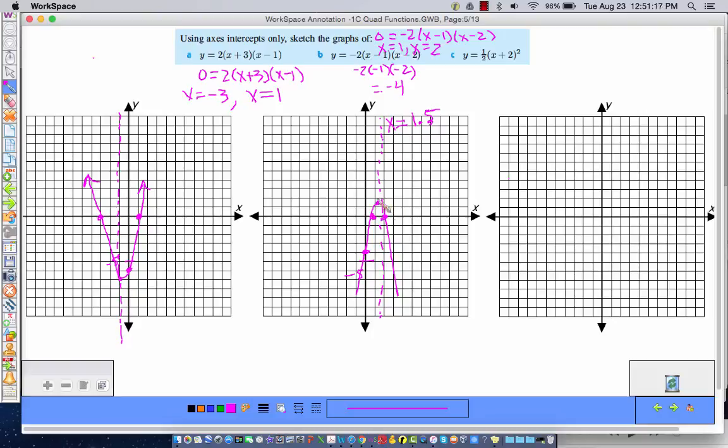The axis of symmetry, I messed it up, but it's right there. I forgot to write the equation over here. This is going to be x equals 1.5.